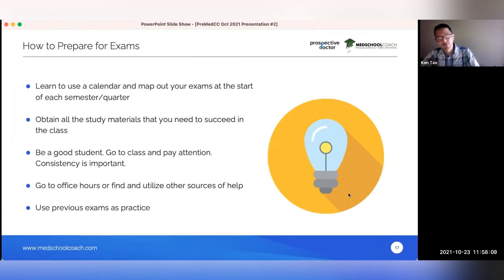Okay, number 2, how to prepare for exams. Number 1, learn to use a study calendar. Some of these things, it's almost like pre-med students need professional development.